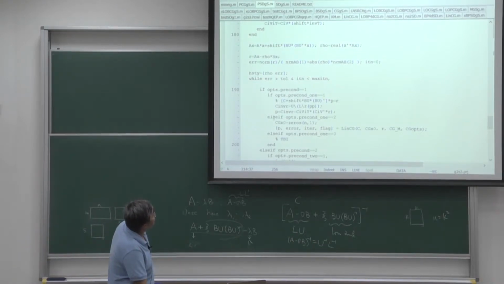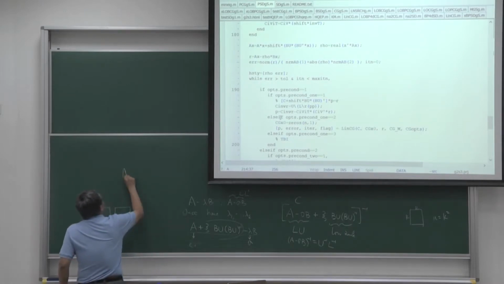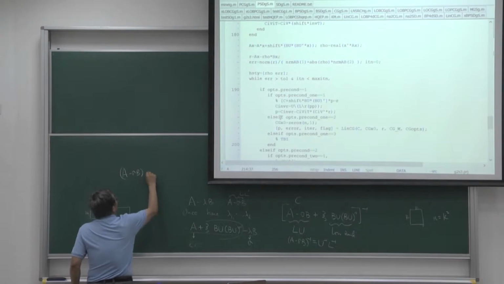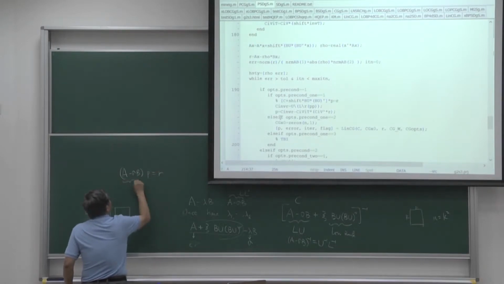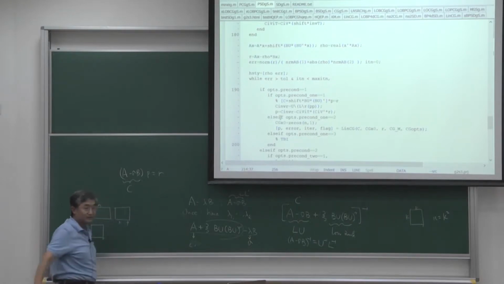This is for direct. Now, one of the options is called conjugate gradient. When you use a conjugate gradient solver, you have A minus sigma B, and CP equals R. That's called C. If C is positive definite, you just do that, right?